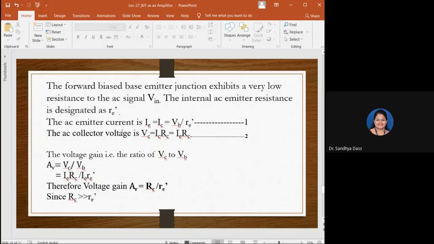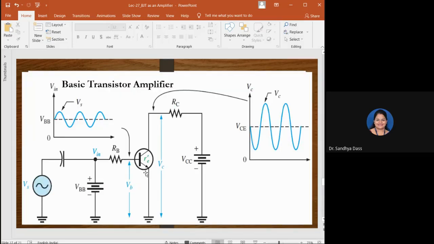So the AC emitter current IE, can we write it as VB by RE dash? Simple Ohm's law. The emitter current IE, can I write it as VB by RE dash? Are you all with me? I'm talking about the emitter current. Applying simple Ohm's law, V by R, VB by RE dash will be the emitter current.